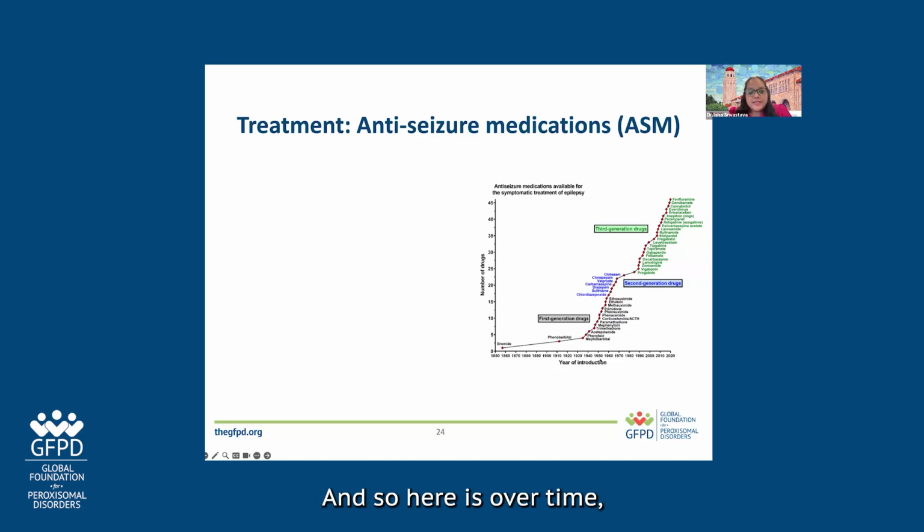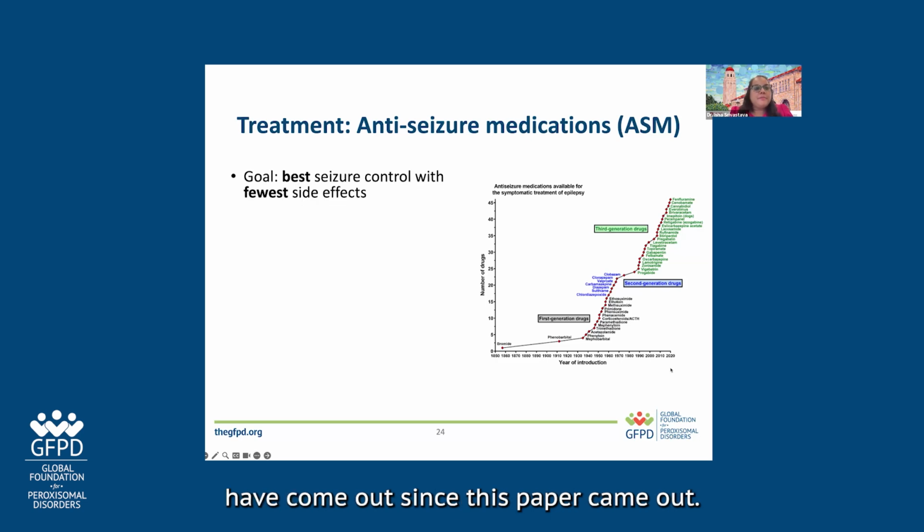And so here is over time, and this is a little outdated as the last year here is 2020, just the number of anti-seizure medications. So currently, as of 6 years ago, there were 45 different types of anti-seizure medications. Lots of seizure medications are on the market. And I feel that a couple of them have come out since this paper came out.